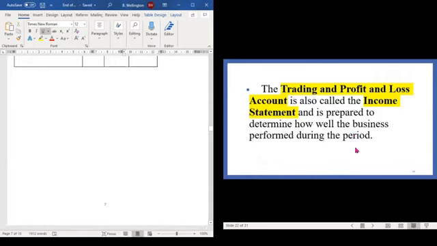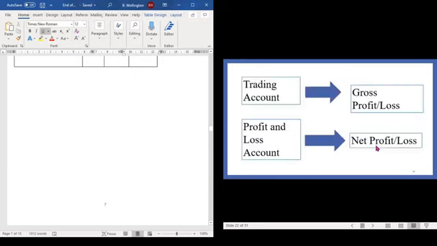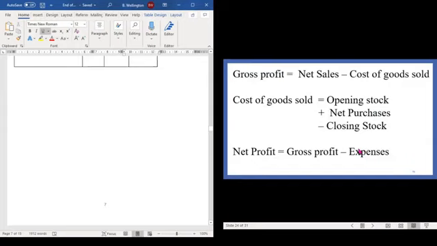Now, the trading and profit and loss account is also called the income statement and is prepared to determine how well the business performed during the period. In your trading account, you will determine either a gross profit or a gross loss, while in your profit and loss account, you will determine either a net profit or a net loss. Okay, so we're just recapping now.